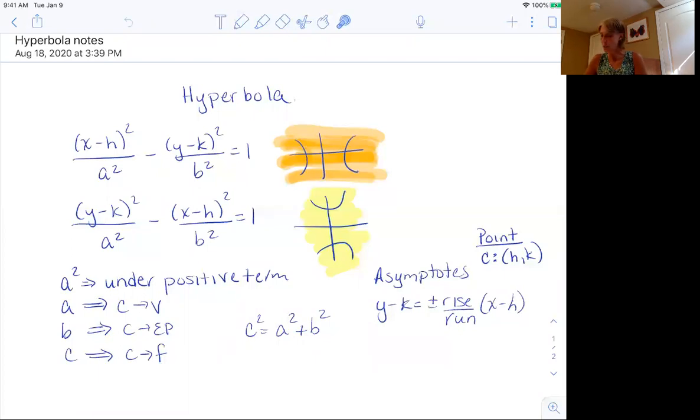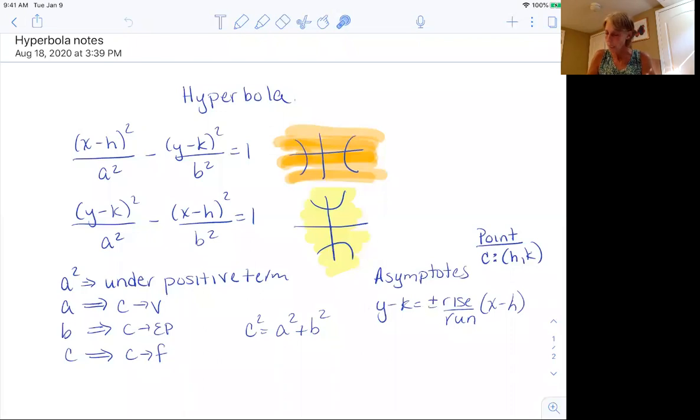And our asymptotes, we're always going to use the center as our point. And then in point slope form, we're going to do y minus k equals plus or minus rise over run times x minus h. And remember, rise over run is the rise over the run to get from the center to the edge of your rectangle.